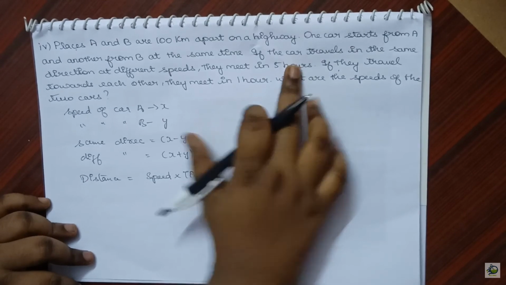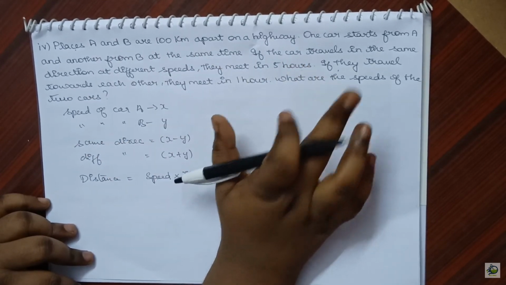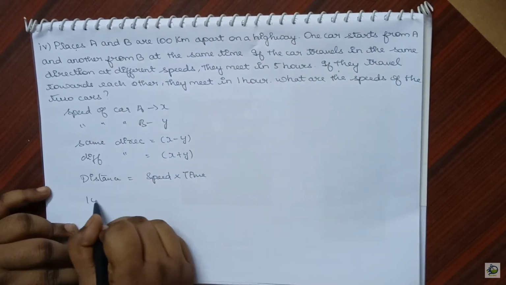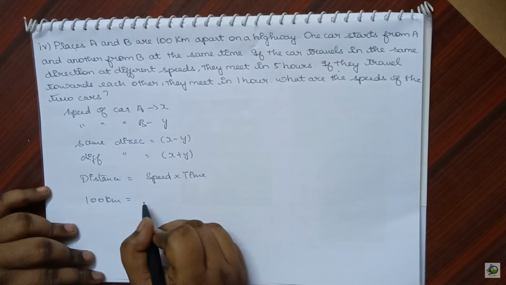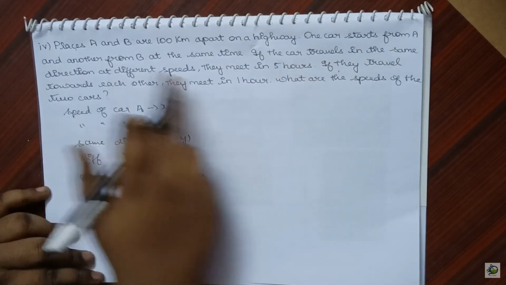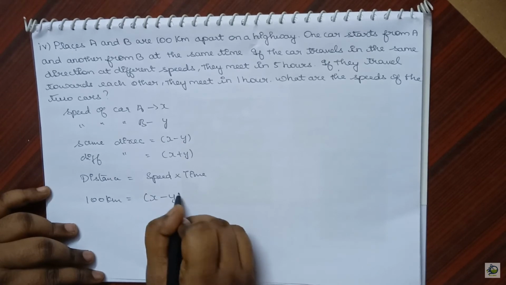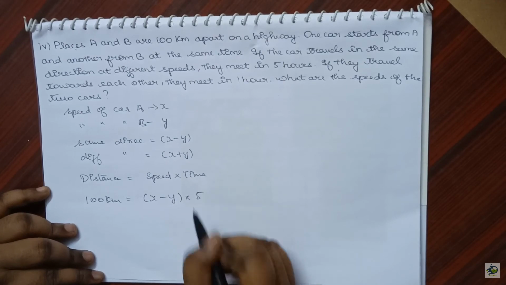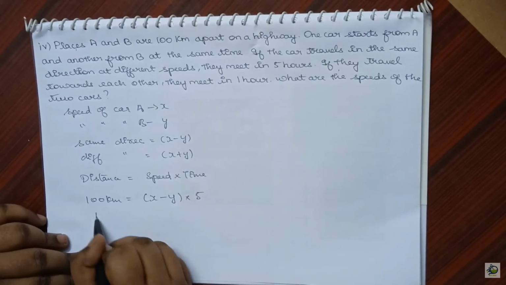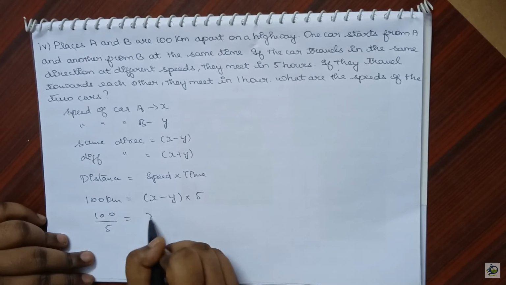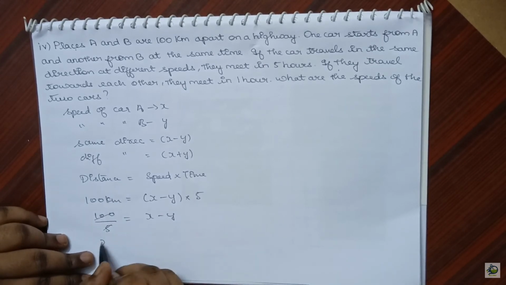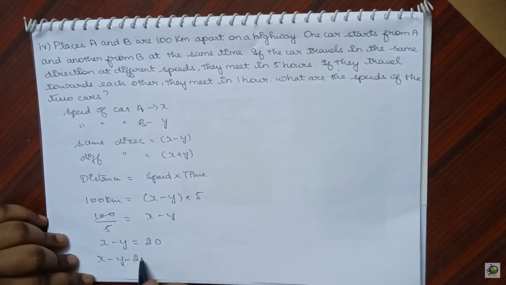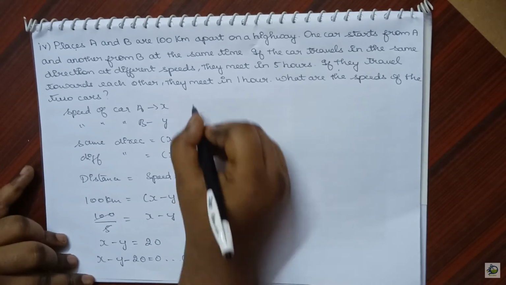Here they are telling that A and B are 100 kilometers apart. If the cars travel in the same direction, they will meet in 5 hours. So the distance is 100 kilometers. We don't know what their speeds are. If they are traveling in the same direction, then we have to subtract their speeds and then they will be meeting in 5 hours. So the time taken is 5. So here I can bring this 5 this side. So x minus y, when I cancel, I am getting x minus y is equal to 20. So x minus y minus 20 equal to 0 is my first equation.